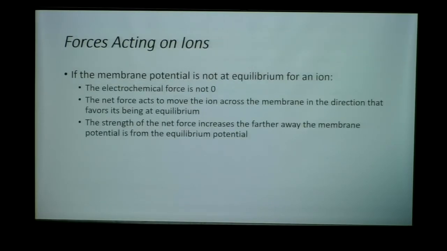Okay. So let's just go over some summarizing points here. So if the membrane potential is not at equilibrium for an ion, okay, the electrochemical force is not zero, meaning that particles are moving. Alrighty. Now the net force acts to move the ions across the membrane in the direction that favors it being at equilibrium. And let's jump back to this.